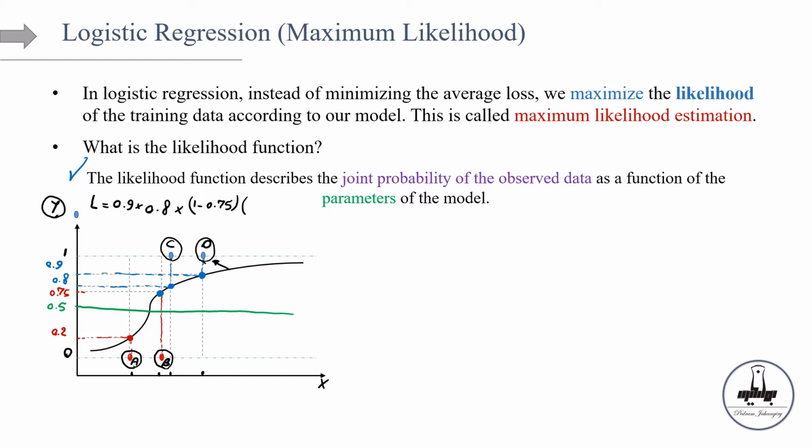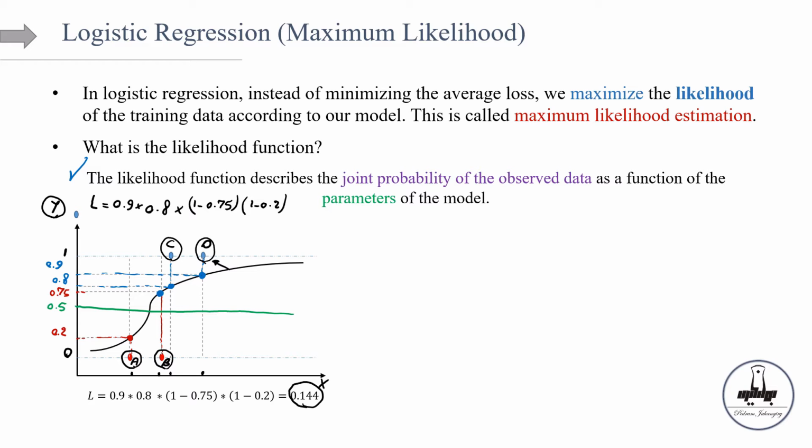And the same story for A. What's the probability that A is red? We know that the probability that A is blue is 20%. So the probability that A is actually red is going to be 1 minus 20%, right? So this is a likelihood function. And if you do the math, this is the number you get: 14.4% is going to be the joint probability of the observed data based on the parameters of the model.